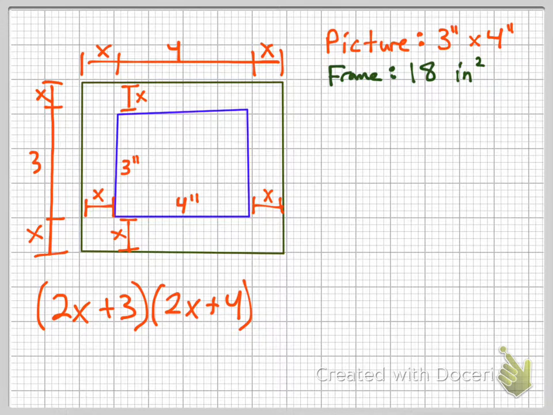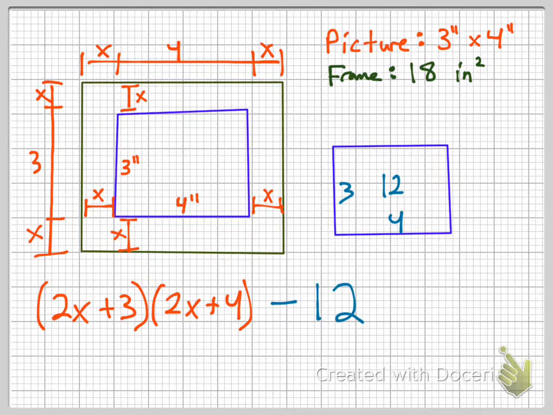Let's suppose we subtracted out just the picture. And let's say I have my 3 by 4 picture right here. It's a little bit smaller here, but if that's 3 by 4, what that's going to be is 12 square inches on the inside. So if I subtract out 12 square inches, what I get is the leftover part, which is the frame. And that leftover part should be 18 square inches. So this is the equation we're working with, and I'm going to copy this on over to the next slide.